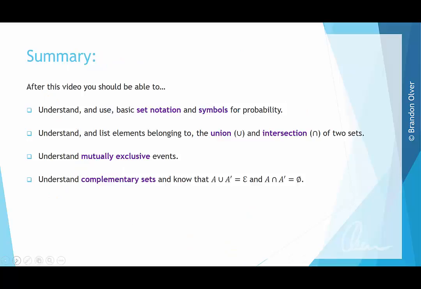After this video, you should be able to understand and use basic set notation and symbols for probability. You should understand and be able to list elements belonging to the union and intersection of two sets. You should also understand mutually exclusive events and rules that apply for that. And finally, you should understand complementary sets and know that A union A dash is the entire sample space, and A intersecting the complement of A is the null set.